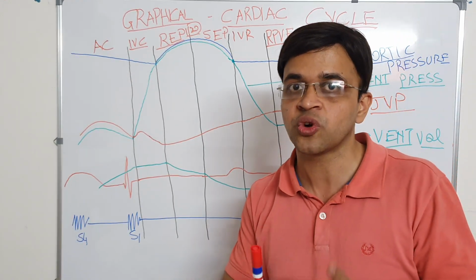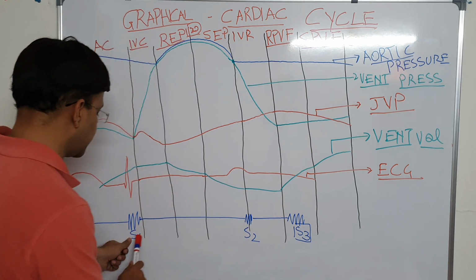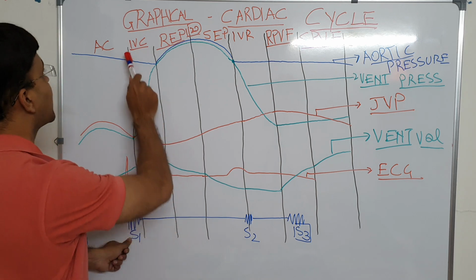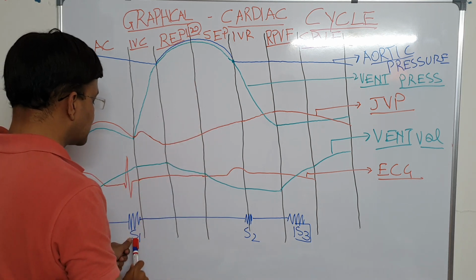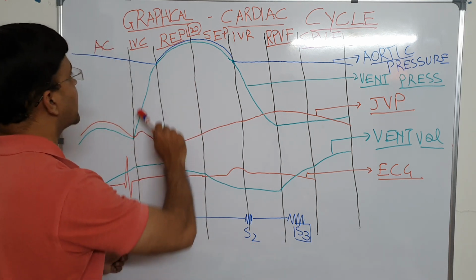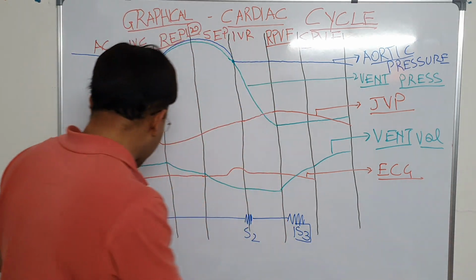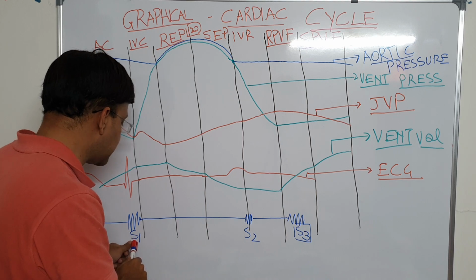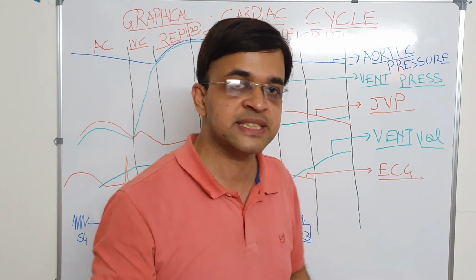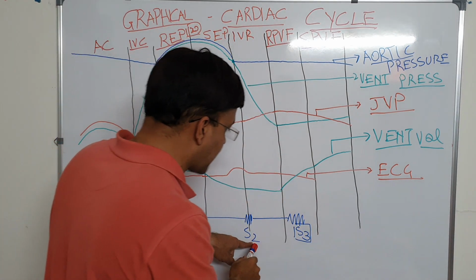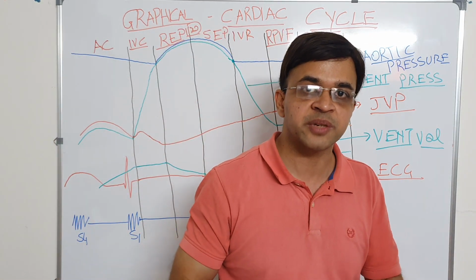One more important thing to observe over here is that just look between S1 and S2. What are we having between S1 and S2? We are having isovolumetric contraction, rapid ejection phase and slow ejection phase. So all the phases between S1 and S2 are basically systolic phases, right? So any murmur which is found between S1 and S2 is basically a systolic murmur, and any murmur which is found after S2 and before S1 is basically a diastolic murmur, right?